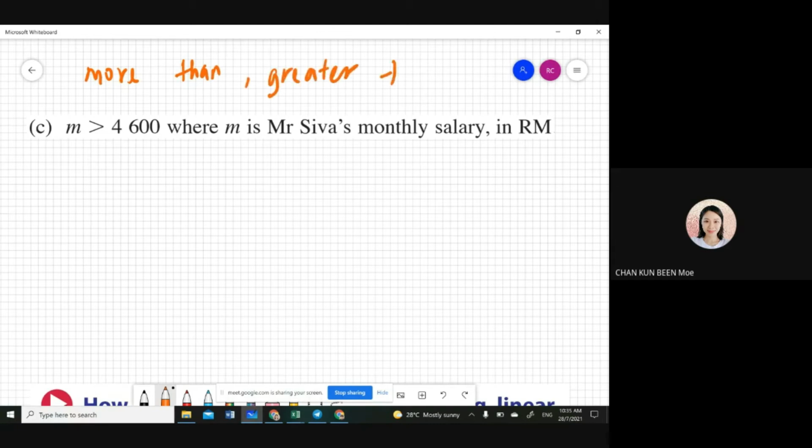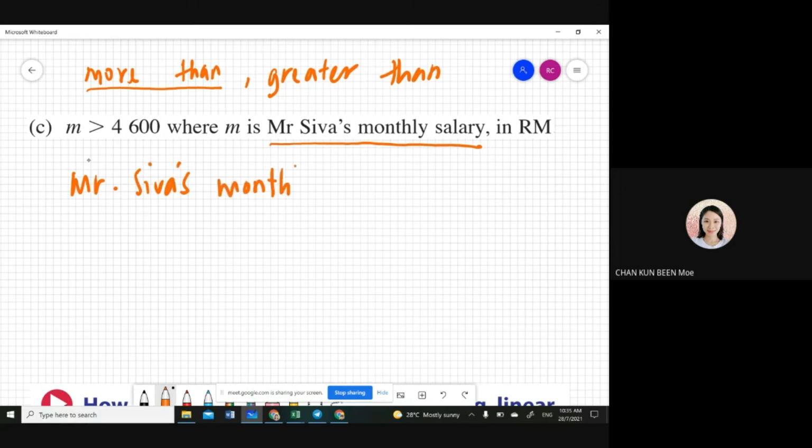Okay, greater than. So what you say is Mr. Siva's monthly salary is more than RM 4,600. Okay, I write down Mr. Siva's monthly salary is, you can say greater than, also can.